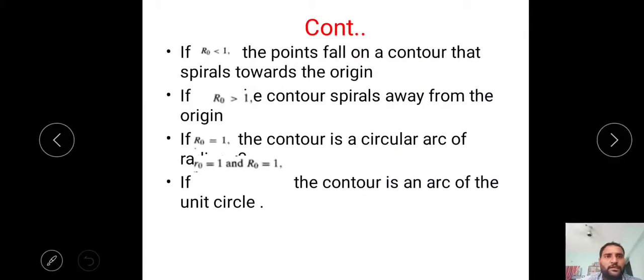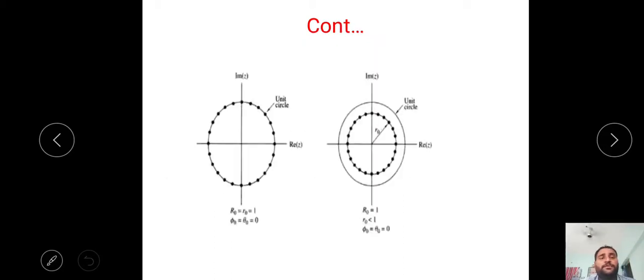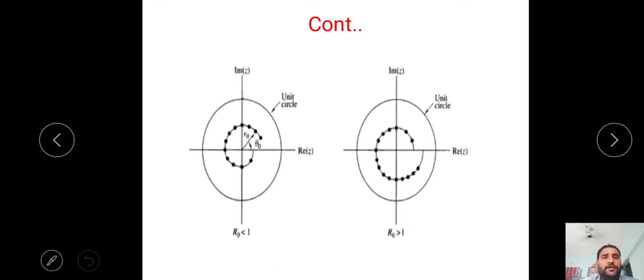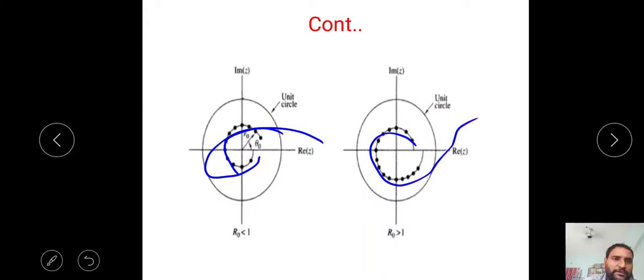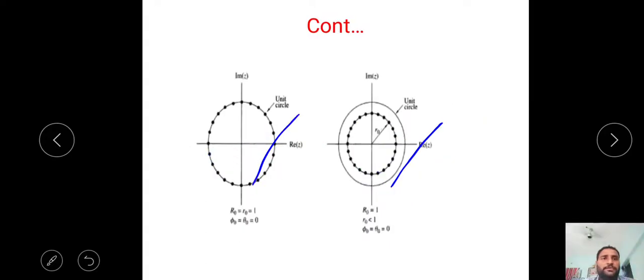If r_0 is less than 1, the points fall on a contour that spirals towards the origin. If r_0 is greater than 1, the contour spirals away from the origin. If r_0 is equal to 1, the contour is a circle or arc. Based on whether it is coming into the origin, going out of the origin, or on the circle in the r = 1 case, we can find the DFT of a given sequence. This is the first case, on the circle. This is the second case, whenever r_0 is less than 1. It's a contour going out of the origin based on r_0 values: r_0 equal to 1, greater than 1, less than 1. Based on these contours we can find the chirp z-transform.